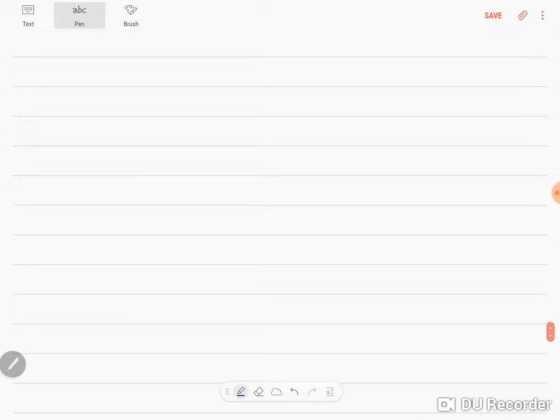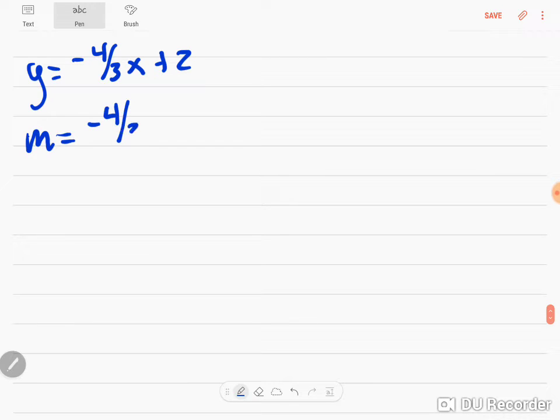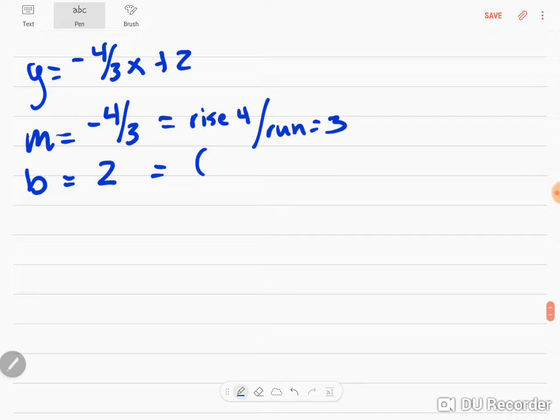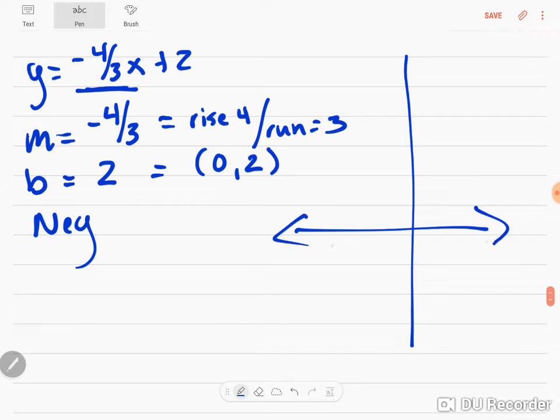Number 5. It says graph y is equal to -4/3 x plus 2. My m is -4/3. My rise is 4. My run is 3. B is 2. And a coordinate point, that's 0, 2. This line is negative because my m is negative. All right, let's graph this.